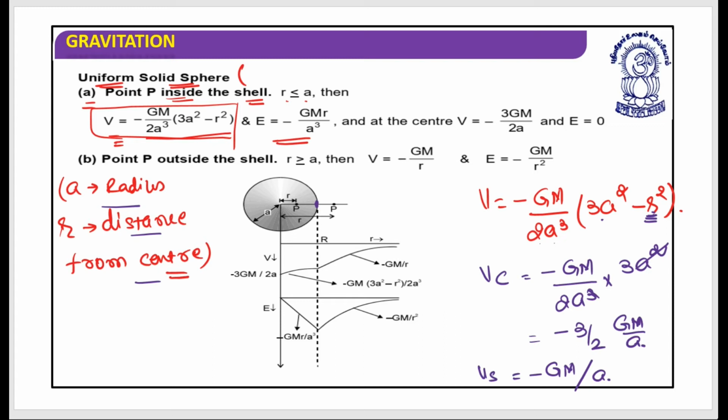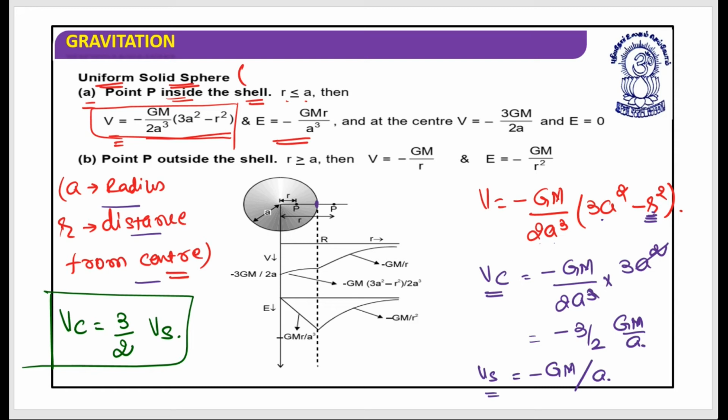So from this I get a very good relation: the potential at the center and the potential at the surface can be related. The potential at the center is equal to 3 by 2 times the potential on the surface. Please have a look and do remember this. The potential at the center can be written as 3 by 2 of the potential on the surface. I hope this is clear. Is it clear?